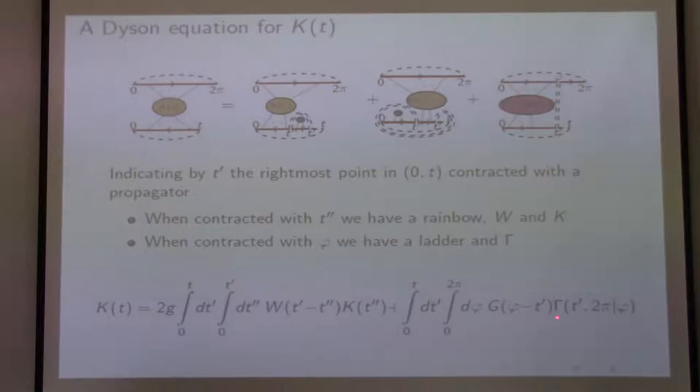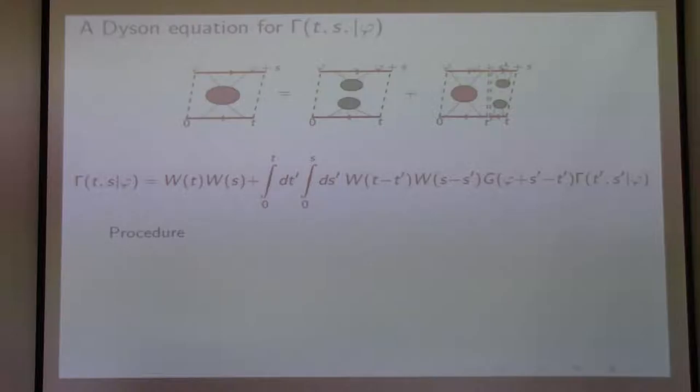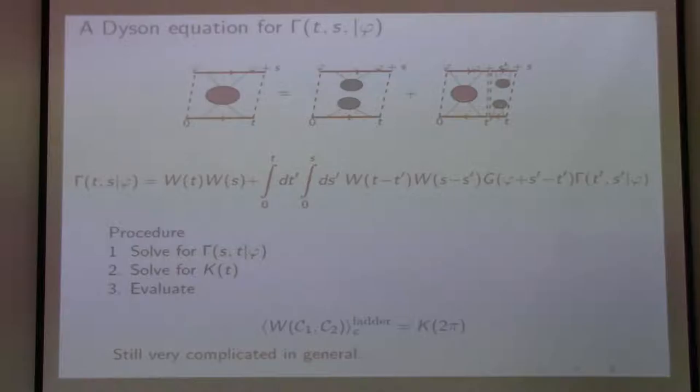So now we have to get an integral equation for this gamma, and you could do it. You get this integral equation for this auxiliary gamma, and this is a closed integral equation because it depends only on gamma. W, as I said, is this Bessel function that we already computed. So the procedure would be: first solve the integral equation for gamma, then go back to the integral equation for K, plug in gamma, try to solve it, and eventually evaluate this K at pi, and then you will get the connected correlator.